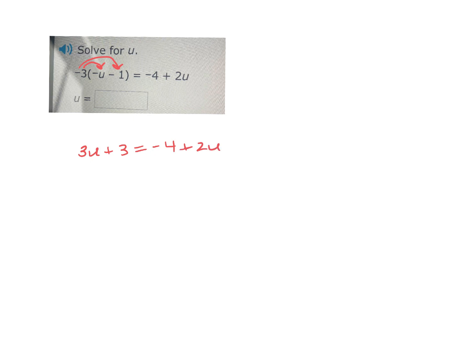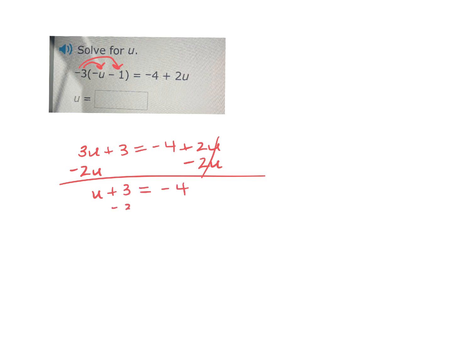Now, I want to get all my u's on one side, so I'm going to cancel the plus 2u on the right side by subtracting 2u on both sides. So 3u take away 2u is u, or 1u. I have 1u plus 3 equals -4.